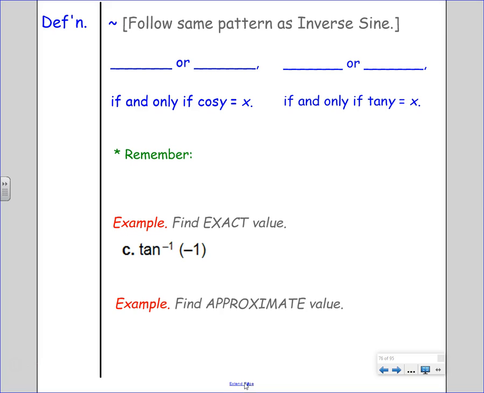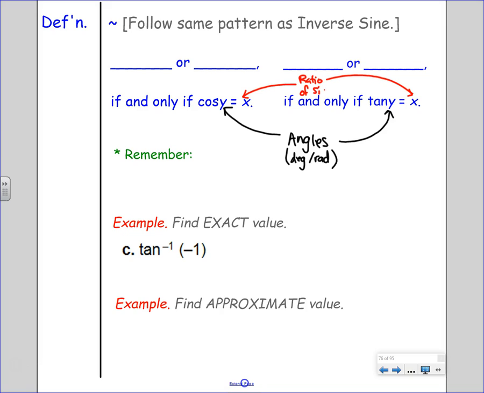So long story short, cosine and tangent, we plug in. You guys look up there on the board. Cosine of, tangent of, radians, angles. We plug in angles to normal trig. Angles in degrees or radians. And what do we get out? Ratios. So normal trig, you plug in angles, you get out ratios.